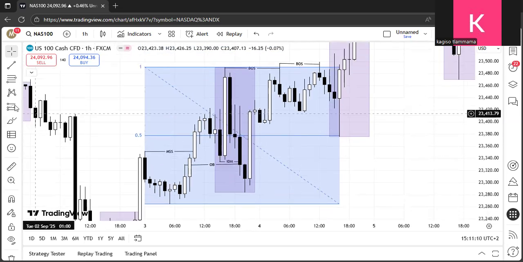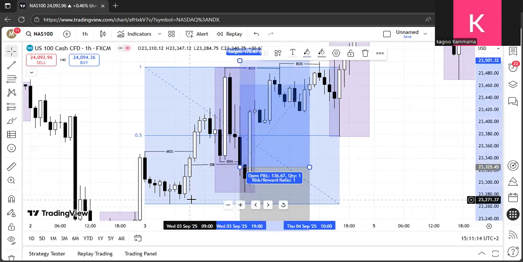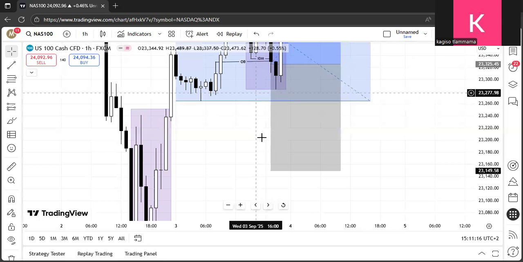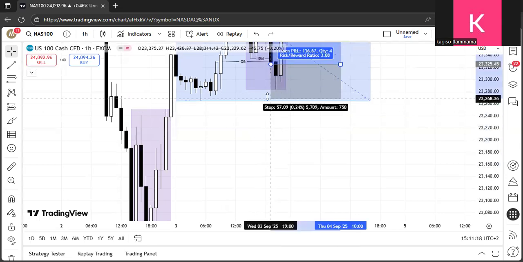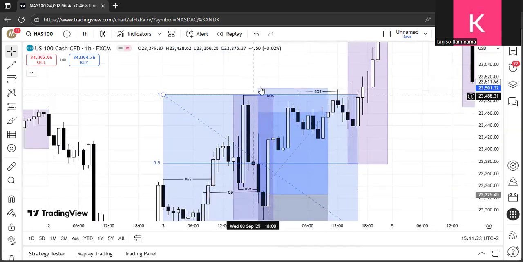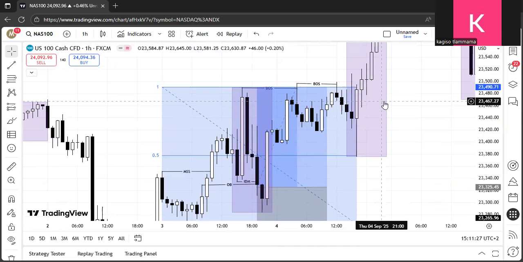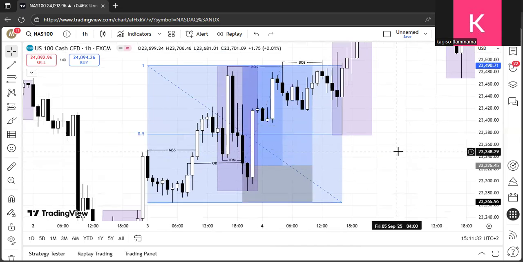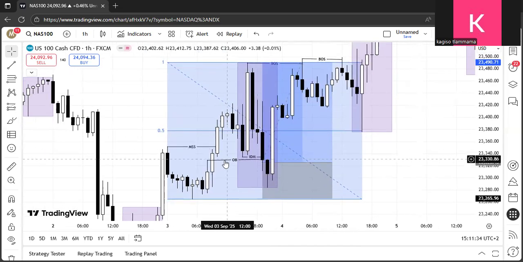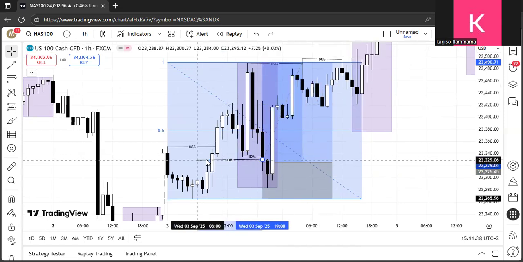Like I said, and then we target our high. And this process just keeps repeating and repeating. For Nasdaq, we use the New York session instead of London, but for gold, it's always the London session.